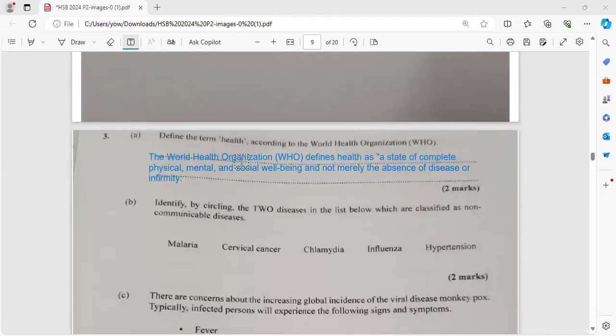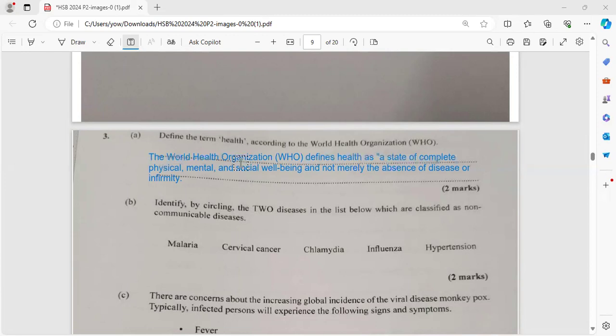Define the term health according to the World Health Organization and then according to your textbook. The World Health Organization, which is WHO, defines health as a state of complete physical, mental, and social well-being, and not merely the absence of disease or infirmity. So health doesn't have to do with just sickness. It's about your mental state and your social well-being.